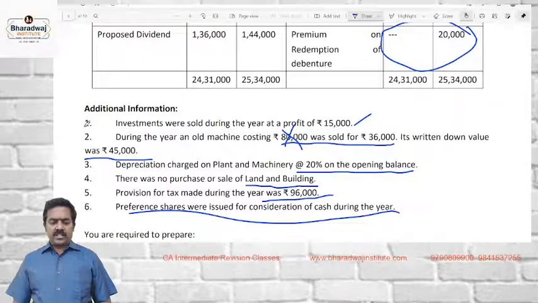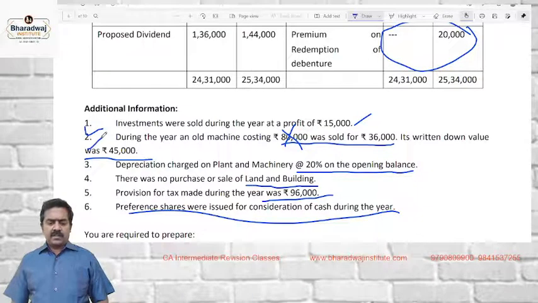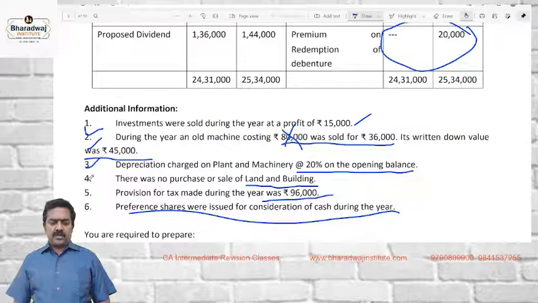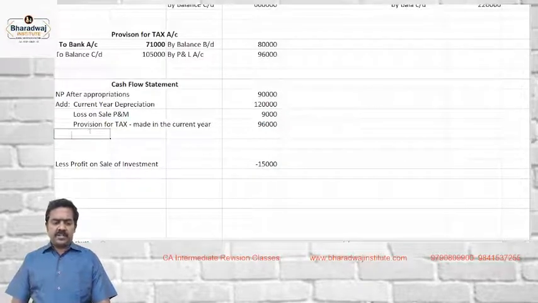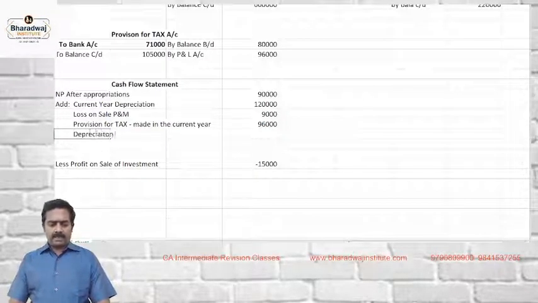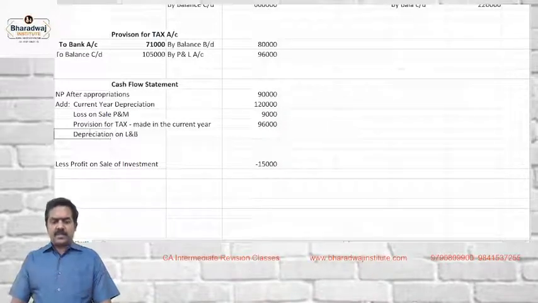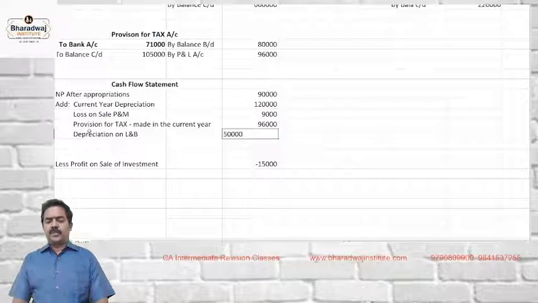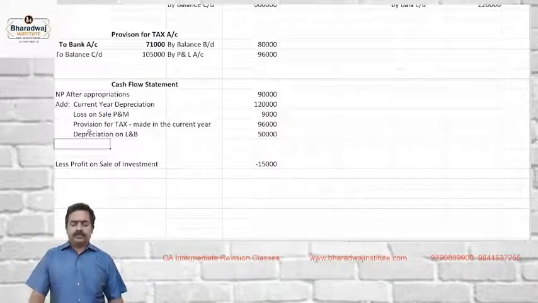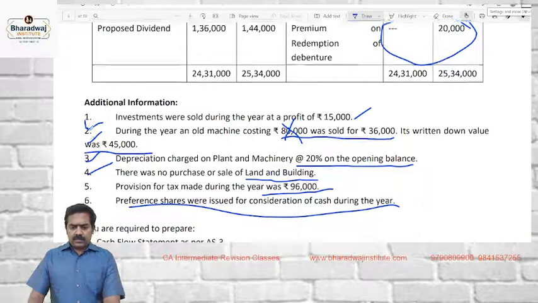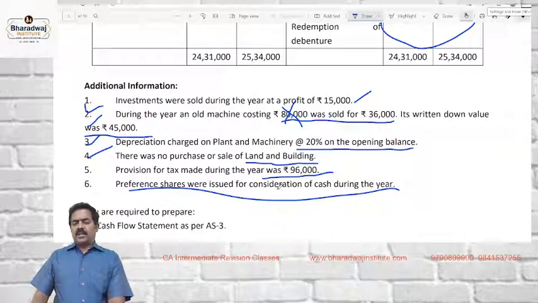So we closed investments, we closed machines, depreciation charge also we closed. There was no purchase or sale of building, means the balancing figure is depreciation. Depreciation on land and building, difference between opening and closing balance how much? 50,000. Then preference shares were issued, that will not come over here.